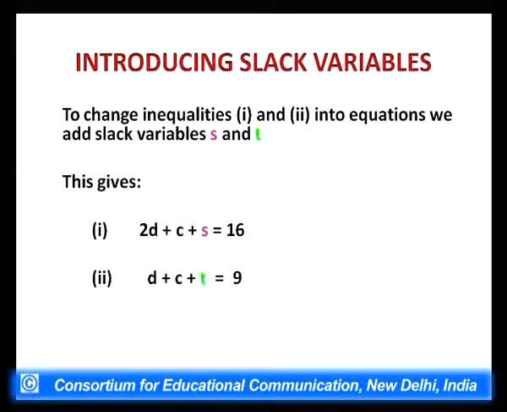So as earlier stated, d plus c is less than or equal to 9. If something is less than or equal to some figure, it means something should be added to it so that it becomes equal to that particular figure. So something is added, and that something is nothing but t. T is another slack variable for the second constraint. D plus c plus t is equal to 9. Now both the constraints are converted into equalities.